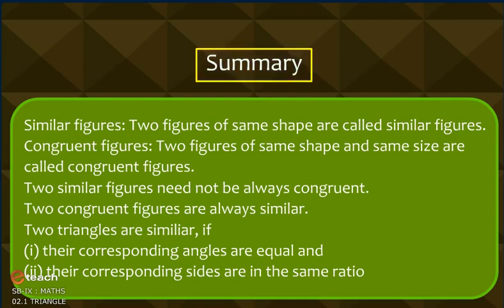Now summary. Similar figures. Two figures of same shape are called similar figures. Congruent figures. Two figures of same shape and same size are called congruent figures. Two similar figures need not be always congruent. But two congruent figures are always similar. Two triangles are similar if 1. Their corresponding angles are equal and 2. Their corresponding sides are in the same ratio.